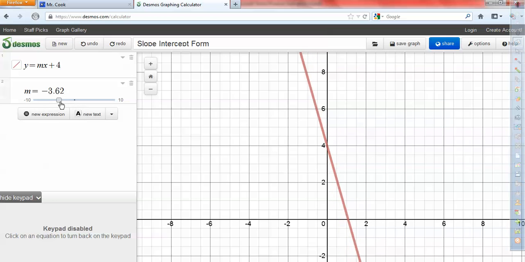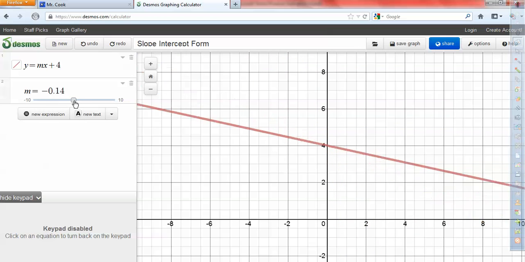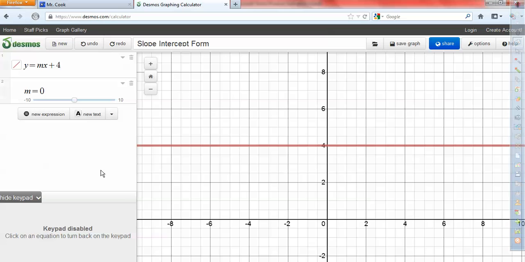Notice we can make it go lower, and now we have the negative value right there. Look what happens if I decide to make m 0. What we have there is a horizontal line because the slope is 0. In other words, the rise is 0 and the run is whatever number you'd like to pick. So when m is 0, all that's left in this equation is 0 times x, which is just going to make 0. So we're just left with y being equal to 4.